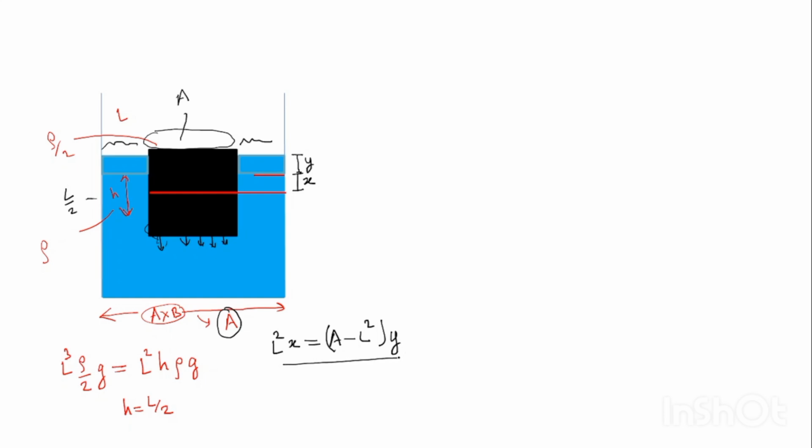This is the relation between x and y. So from here we can write y is equal to L square upon A minus L square times x. Let us call it alpha x, because we don't want to write this complicated equation again and again. So alpha we have summarized it. Now y is equal to alpha times x we will use.